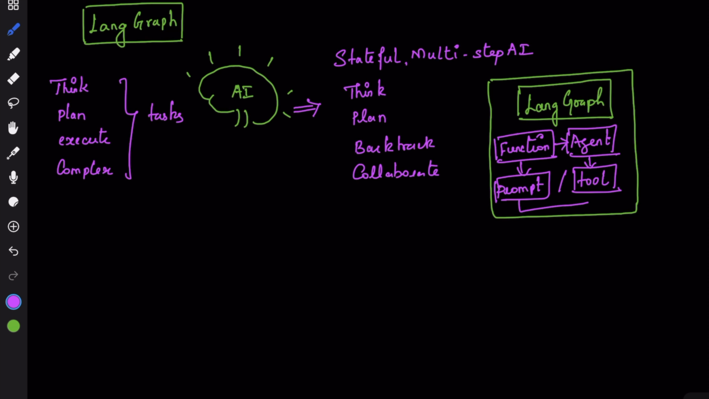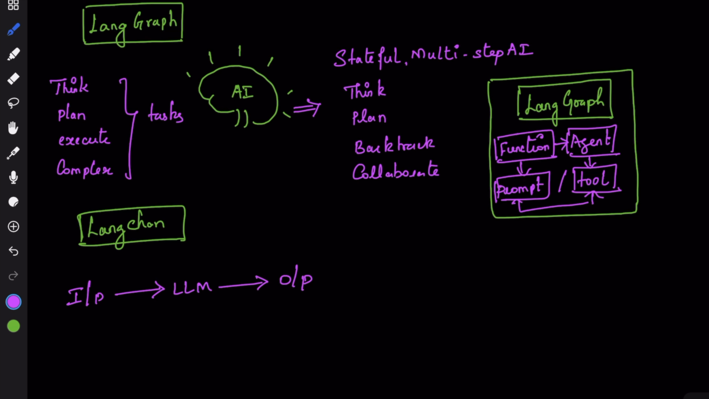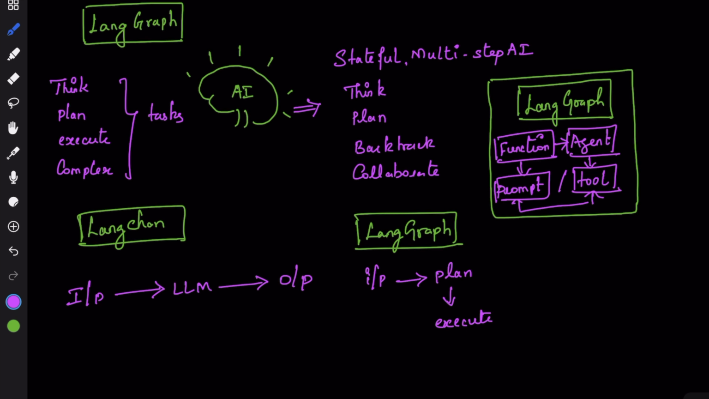The problem LangGraph solves, in general: traditional AI chains like basic LangChain start with input and give output with the help of an LLM, whereas in the LangGraph approach, you give input and then it plans, executes, evaluates, revises, and later outputs.